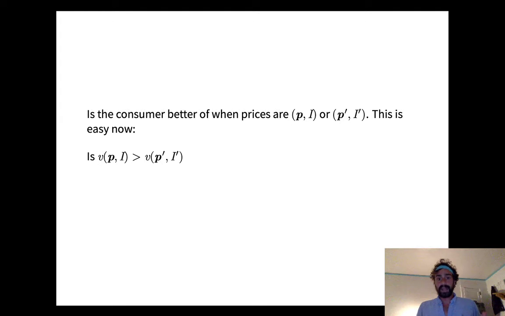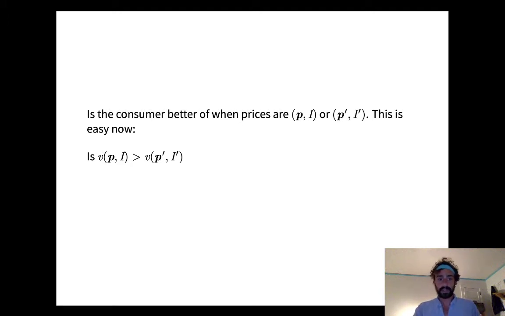All this is really asking is, is V(P, I) greater than or less than or equal to V(P', I')? V(P, I) is how much do I like having prices P and income I. V(P', I') is how much do I like having prices P' and income I'. And so the relation between these two numbers tells me if the consumer would prefer one regime over the other.